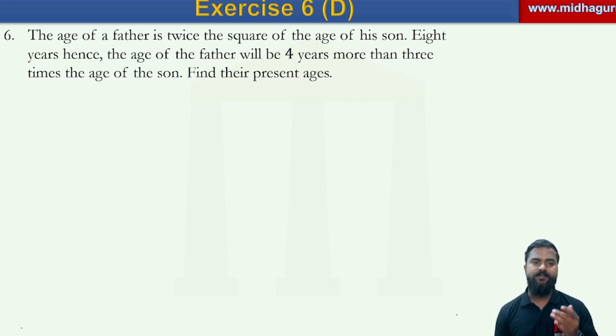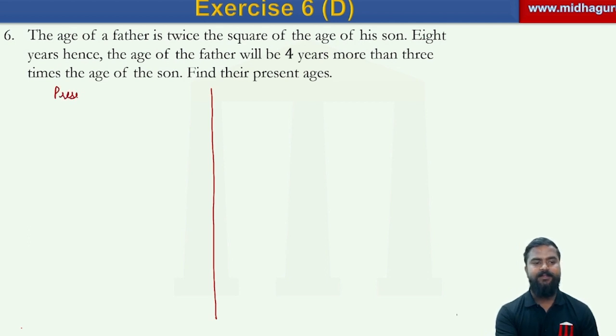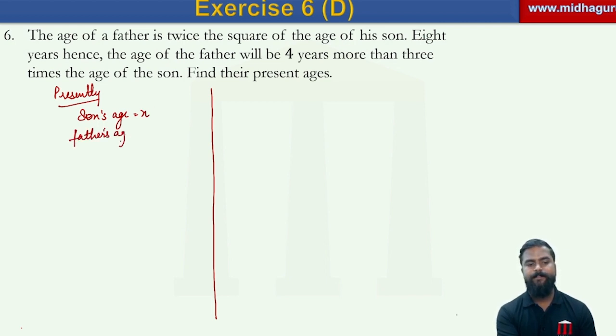Now the next question says the age of a father is twice the square of the age of his son. 8 years hence, the age of the father will be 4 years more than 3 times the age of his son. We'll try and solve this question. So now presently, at the present day, let's say that the age of the father is related to that of the son. So we'll take the son's age to be the unknown. We'll say the son's age is x. Now the father's age, according to the question, is 2x squared.